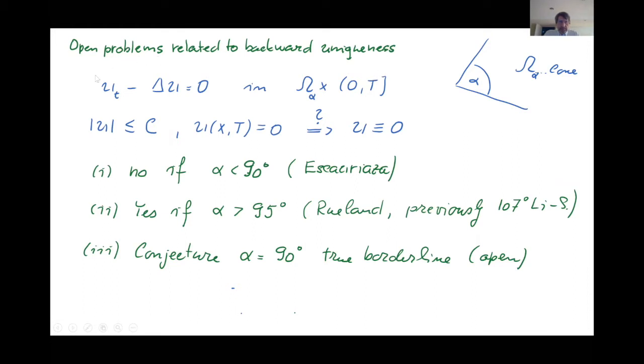Let's consider just a pure heat equation in a cone. So the cone has an opening alpha here, and so it's an infinite domain. And in the beginning, one can ask the same question: if I have a solution which is bounded and vanishes at some point, point t, does the solution have to vanish? Okay, so again, the same kind of backward uniqueness question.